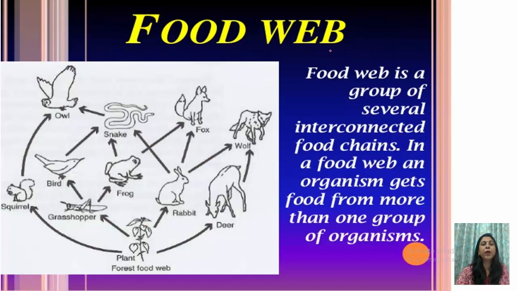Now what is a food web? As the name suggests, web. Web means jaal. The food web is a group of several interconnected food chains. In a food web, an organism gets food from more than one group of organisms.